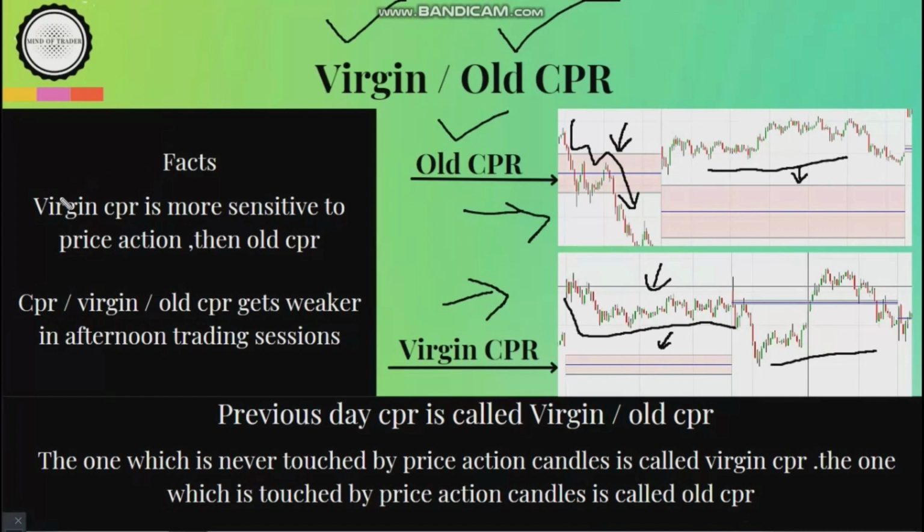Few facts about CPR: virgin CPR is more sensitive to price action than old CPR. Very important point to understand: CPR, virgin CPR and old CPR get weaker in afternoon trading sessions. So the most powerful support and resistance provider is CPR, goes without a thought. And after that comes virgin CPR, and after that comes old CPR.